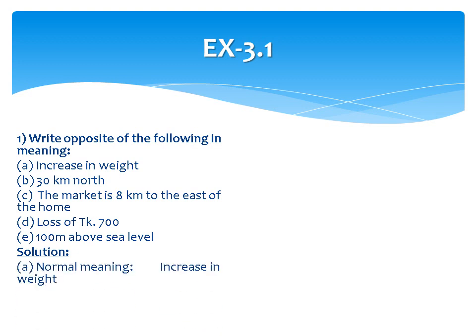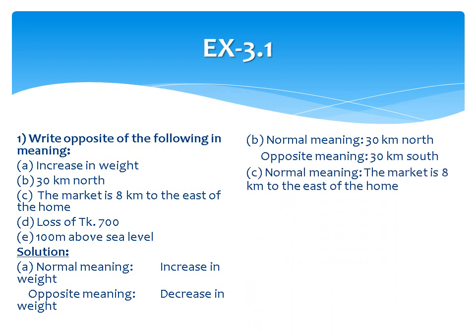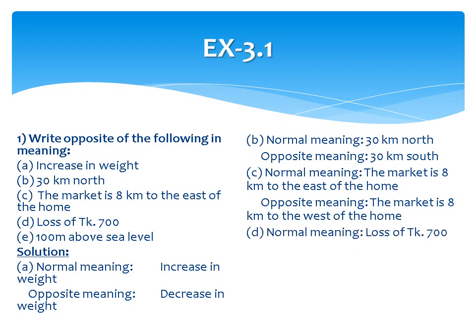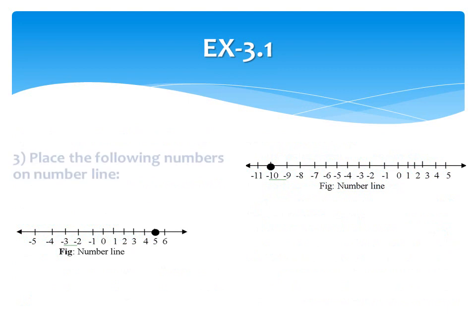So the solution will be: normal meaning increase in height, the opposite meaning will be decrease in height. Normal meaning 30 km north, opposite meaning will be 30 km south. The market is 8 km to the east of the home, the opposite is the market is 8 km to the west of the home. Loss of taka 700, profit of taka 700. 100 meter above sea level, the opposite of above is below, so 100 meter below sea level. Next question will be number 2.